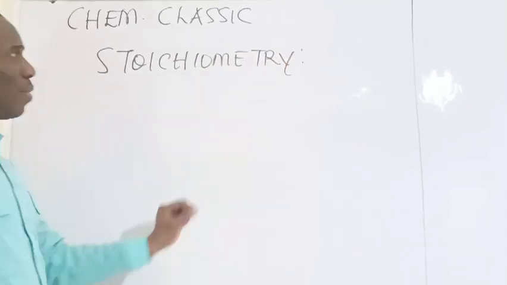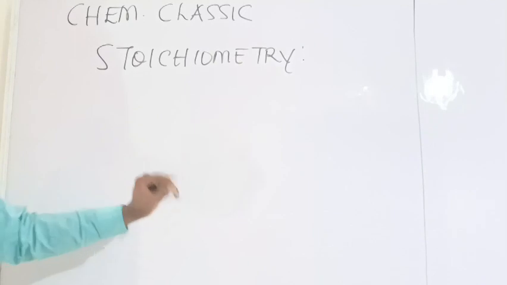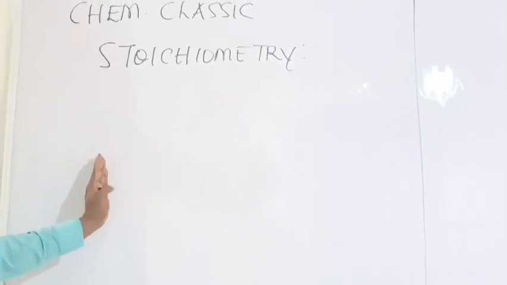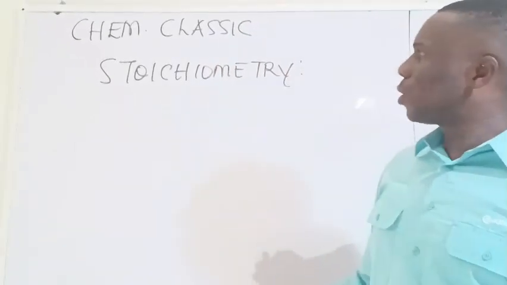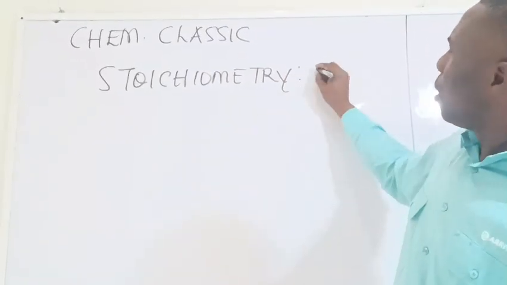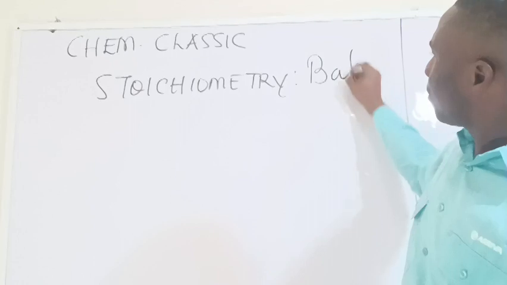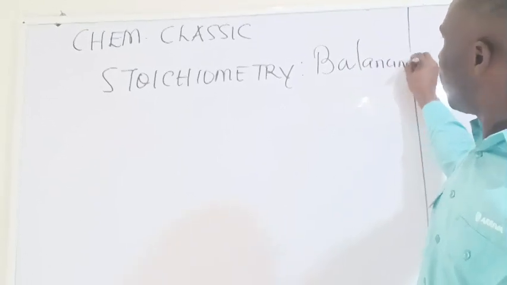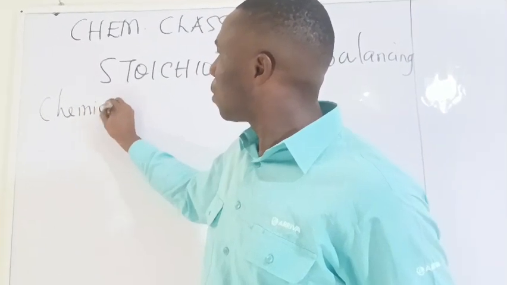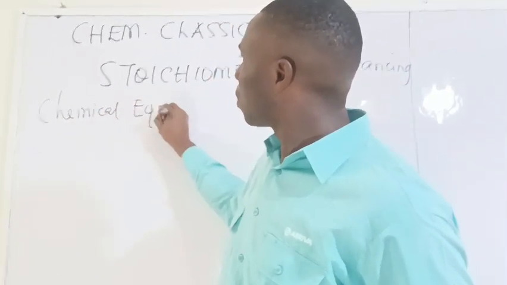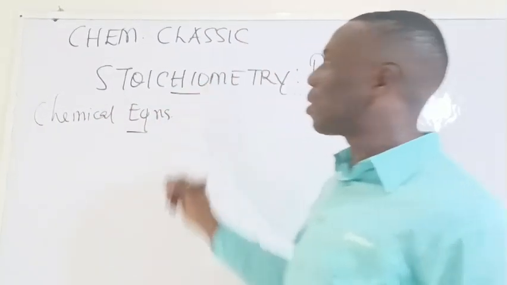which is a quantitative relationship between the reactants, which are the starting substances, and the products of a chemical reaction. Then, under this, I'll talk about balancing chemical equations. Alright, so let's get started.